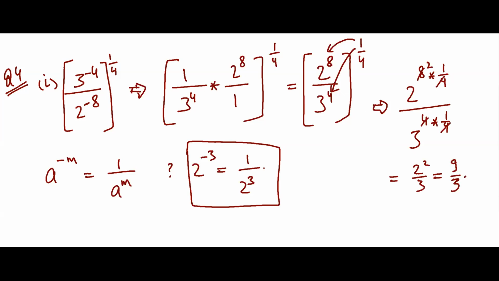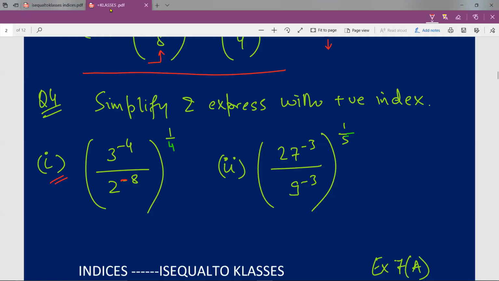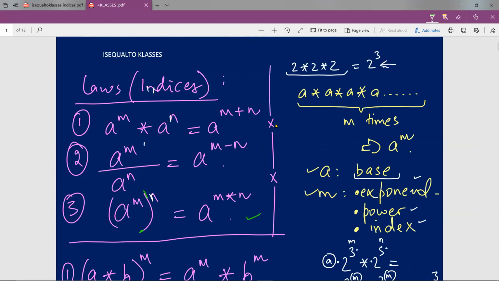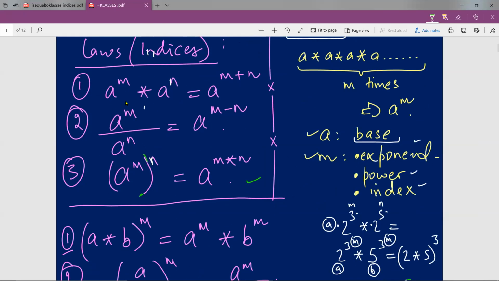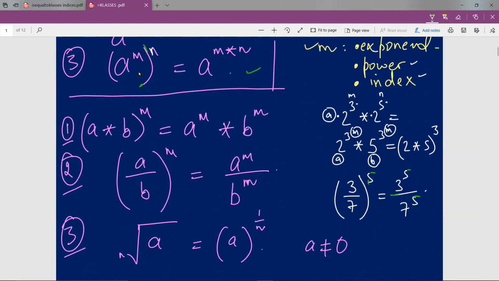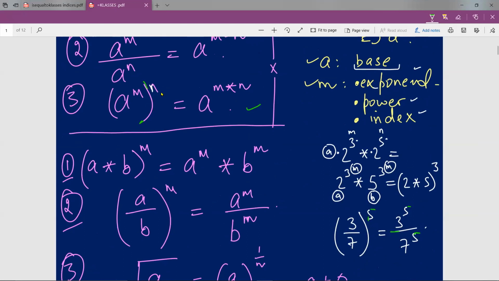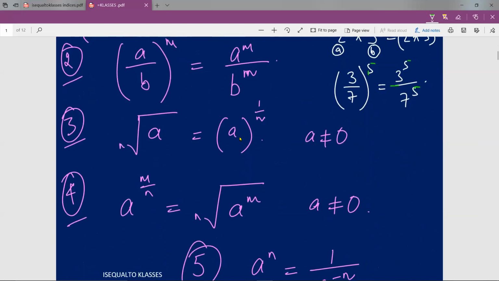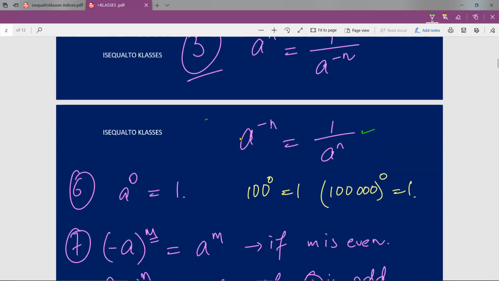You should be well aware of the rules of indices. If you have any doubt on the rules of indices, I'll request you to have a look at lecture number 1 of this series. We had discussed in detail all these rules with examples. It's an excellent lecture. Please have a look at that. So a raised to power m into a raised to power n is equal to a raised to power m plus n. a^m upon a^n is a^(m minus n). (a^m) whole raised to n is a^(m into n). So we had discussed these rules in the first lecture of this series.